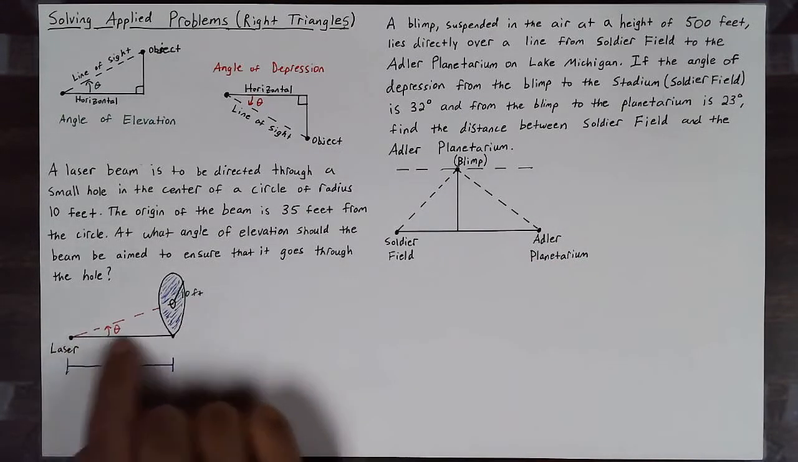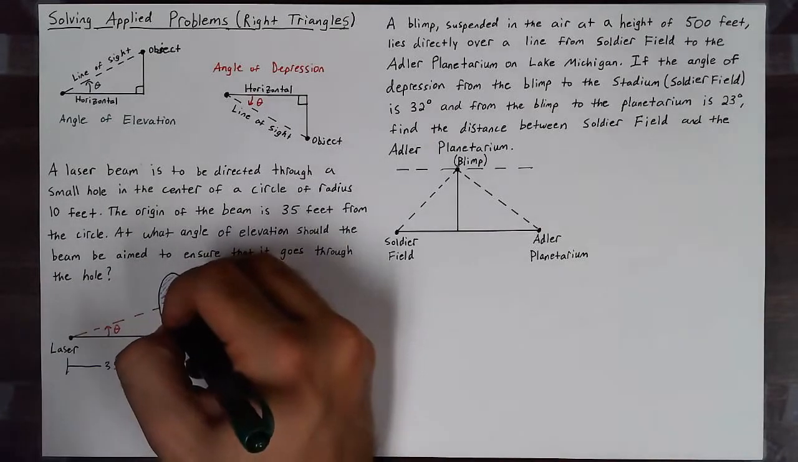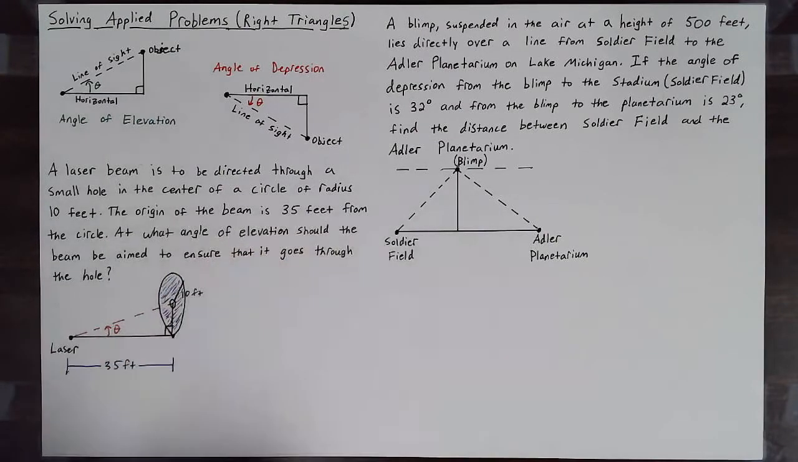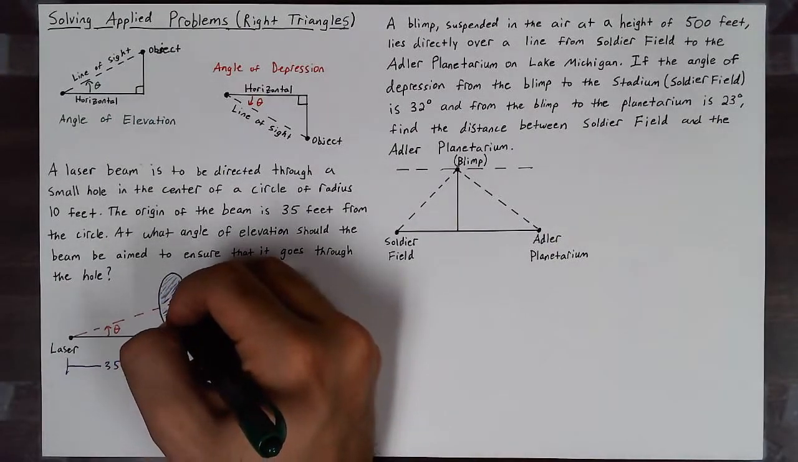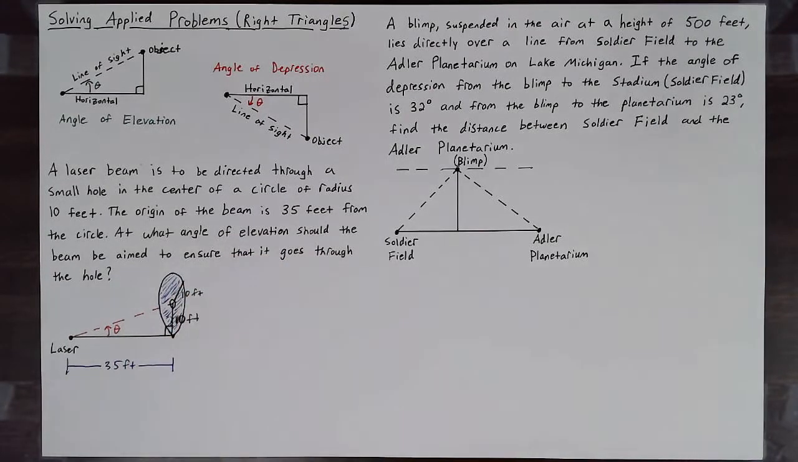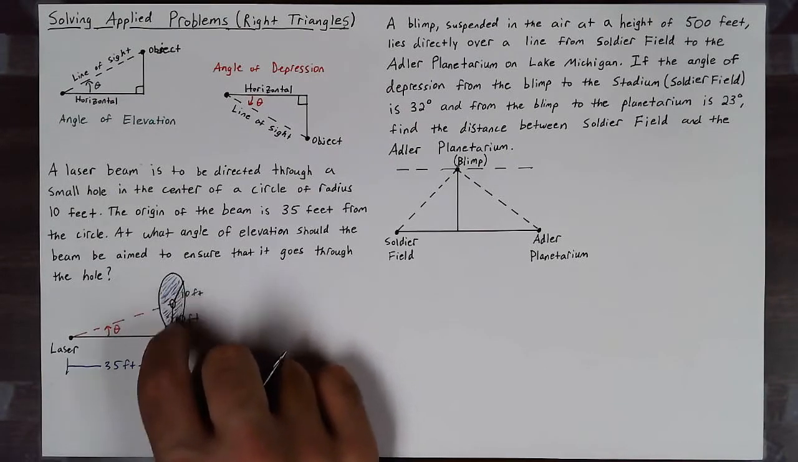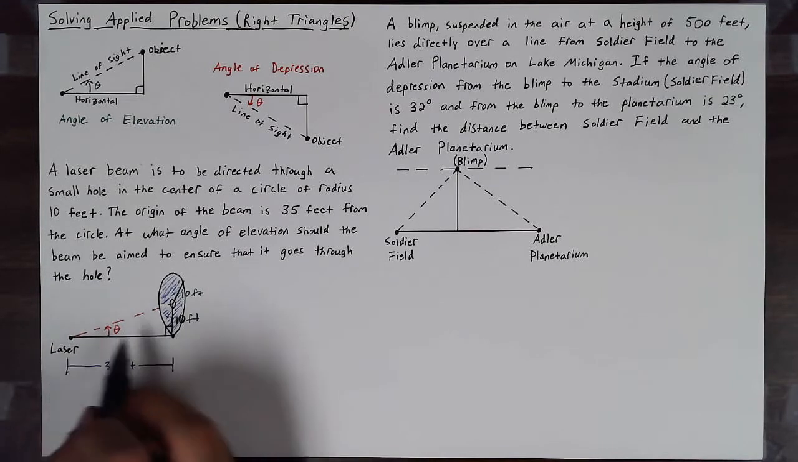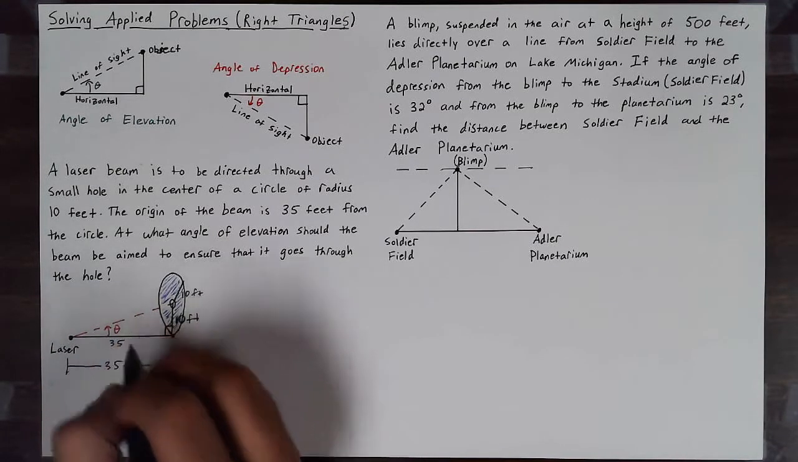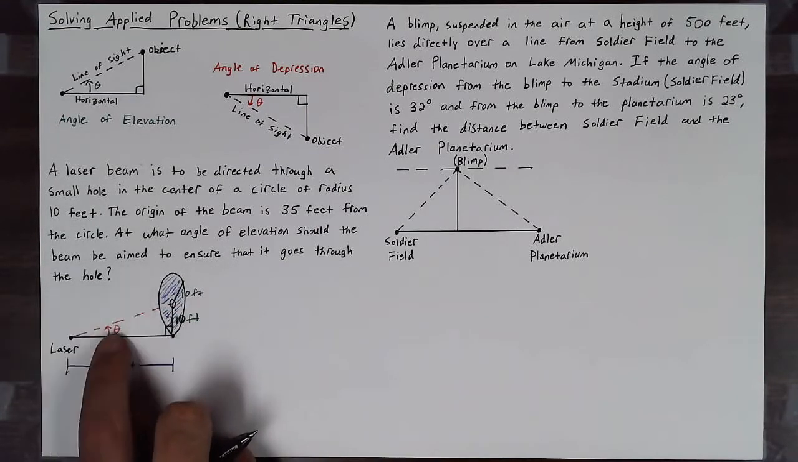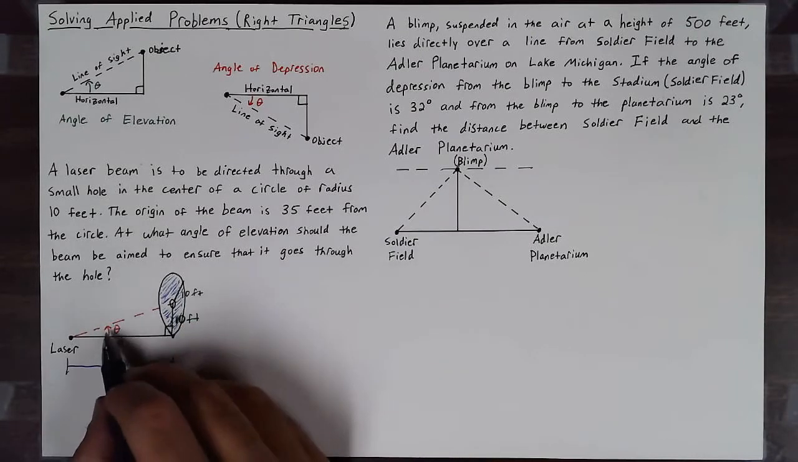So here I do have a right triangle forming. If I drop a line straight from the hole in the circle, straight down, you can see a right triangle form. Now this distance from the center of the circle to the bottom of it is 10, since we know that the radius of the circle is 10 feet. And this bottom distance is the distance from the laser to the circle, which we know is 35. So we have a right triangle. We know two of the sides, and we're looking for a particular angle. So from this angle, 10 would be the opposite side, and 35 would be the adjacent.